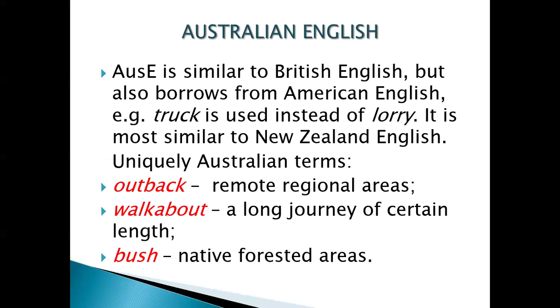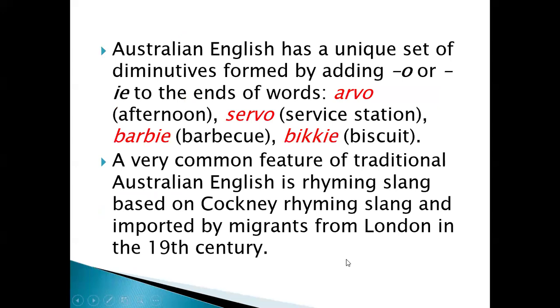Australian variant of the English language. Australian variant is similar to British English, but also borrows from American English. For example, outback, remote regional areas. Walkabout, a long journey of certain length. Bush, native forested areas. Australian English has a unique set of diminutive forms created by adding -o or -ie to the ends of words. For example, arvo, afternoon, servo, service station, and others.